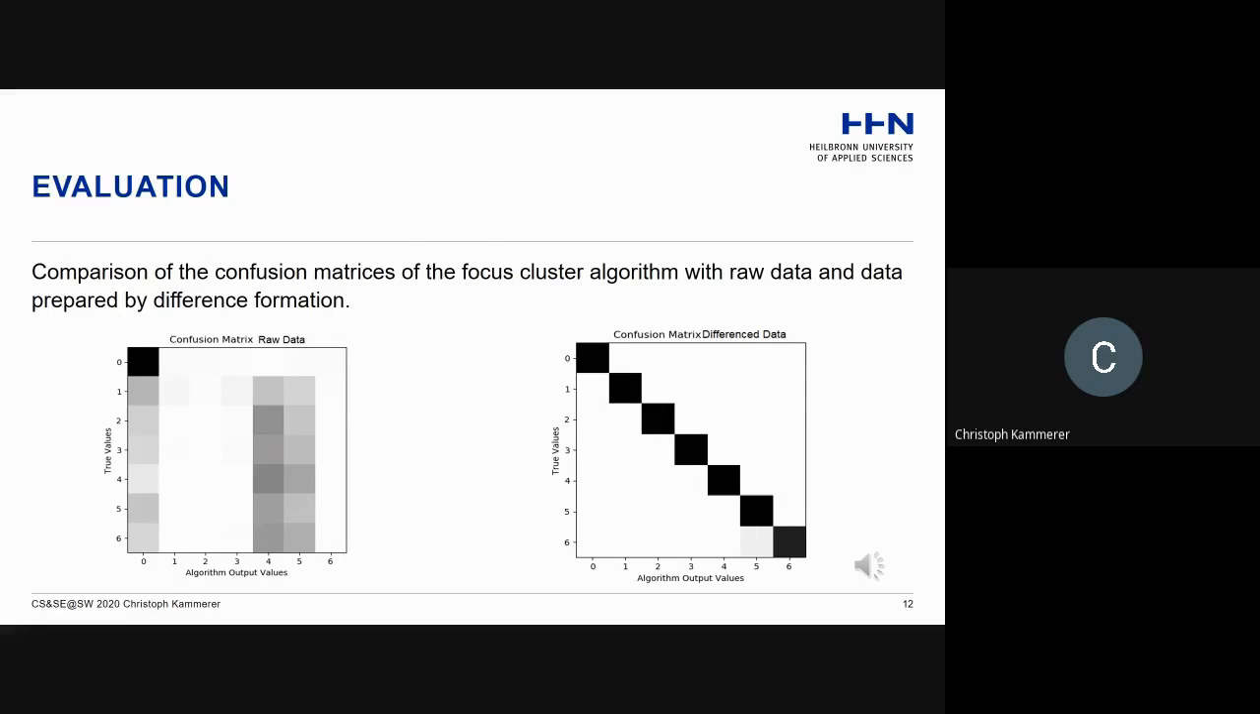Here we see the result of a classification with the focus cluster algorithm. On the left side with the raw data and on the right side with difference data. These confusion matrices show a distribution of the predicted results given by the algorithm. On the x-axis you have the classes predicted by the algorithm, on the y-axis are the real classes given by the data. The blacker a square is, the more its combination was given by the algorithm. In the left matrix you see the algorithm has only given the 3 classes to all the data, namely the classes 0, 4 or 5.